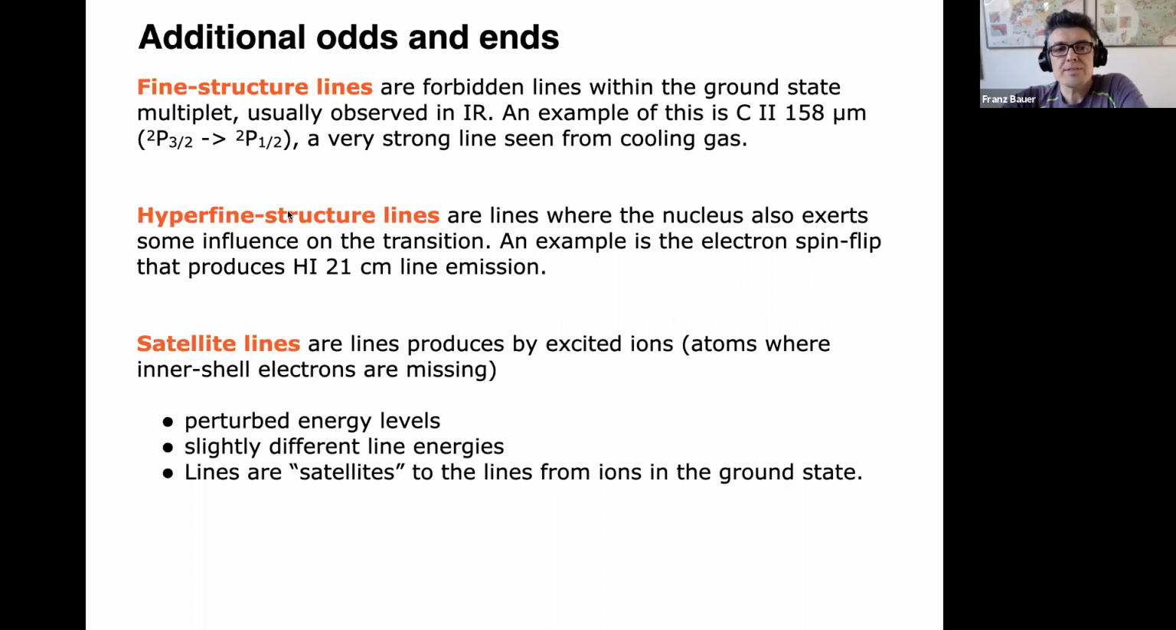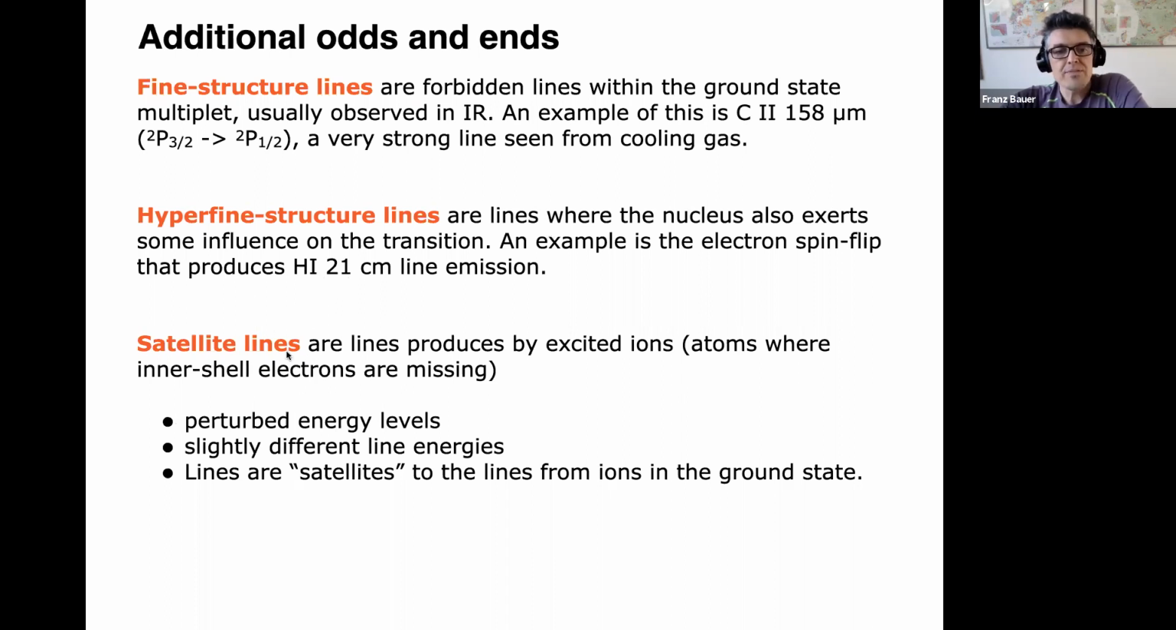Then you have the hyperfine structure lines. And these are typically lines where the nucleus will exert some influence on the transition. The best example of this is the spin flip in the hydrogen atom. So you have the proton, you have your electron, and you could have the spins aligned and then misaligned. That spin flip is a relatively low energy transition, so it happens at 21 centimeters in the radio.